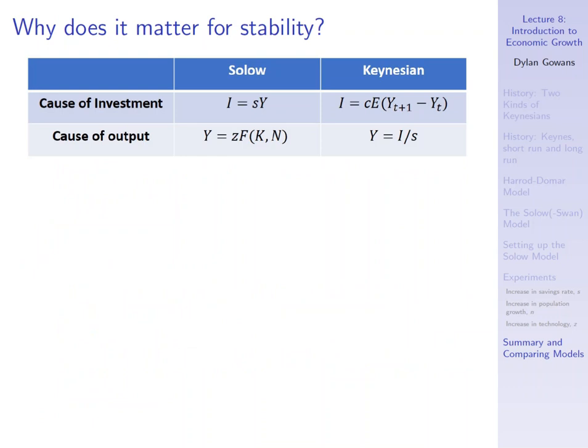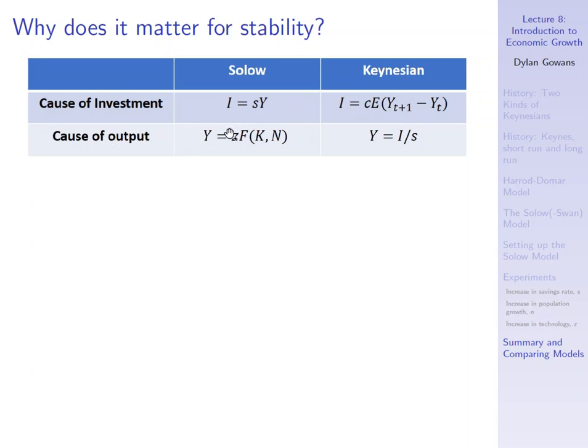So why does it matter for stability? So here's my kind of summary. What causes investment? In the Solow model, it's savings, right? People save and that immediately becomes investment. In the Keynesian model, it's about I'm investing to meet expected demand growth. Okay, I expect that demand is going to grow by some amount next year, and so I'm going to invest to try to meet that demand. Okay, I don't need to look at how much savings are in the economy, I invest without that.